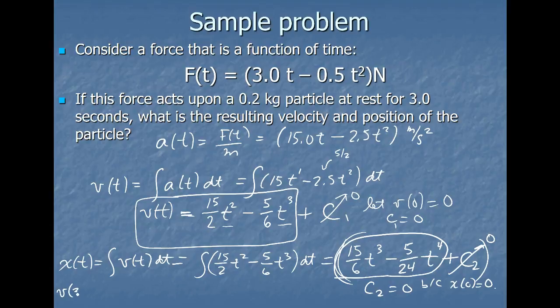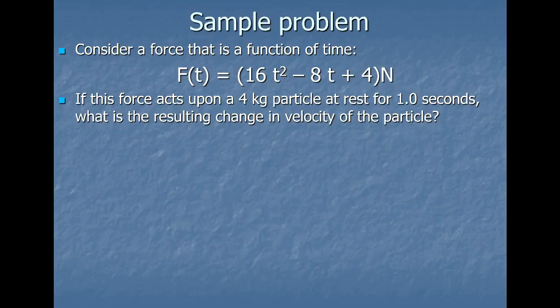So then we can just evaluate each of these at 3 seconds. And so v of 3 is simply going to give us 45 meters per second. If you plug a 3 in there, you'll get 15 times 9 over 2 minus 5 times 27 over 6, which will give us 45. And then x of 3, if you do the math on this, is going to come out to about 50.6 meters. I'm not going to go through the details, but that's kind of how we set this up. Okay, let's do one more.